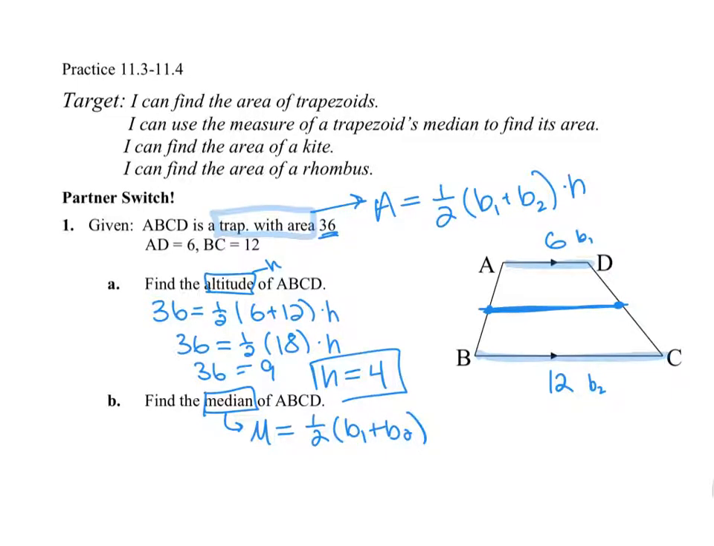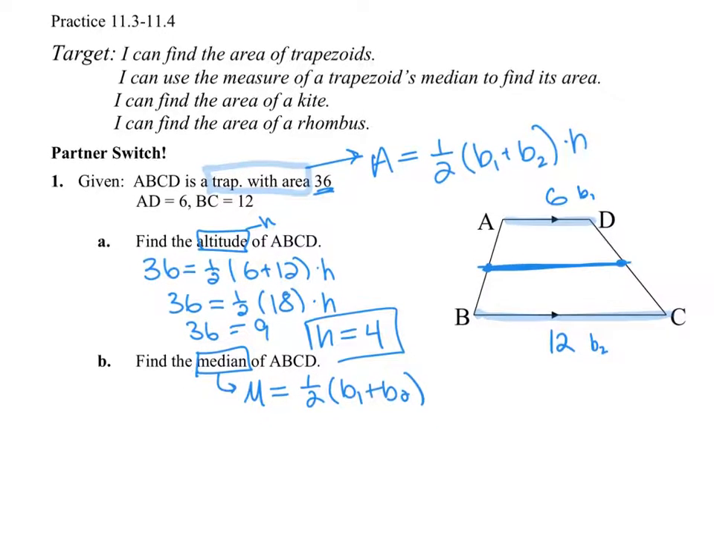So now that we know that base 1 is 6 and base 2 is 12, we just go ahead and take half of that. So that was half of 6 plus 12. So that's half of 18, so our median is 9.